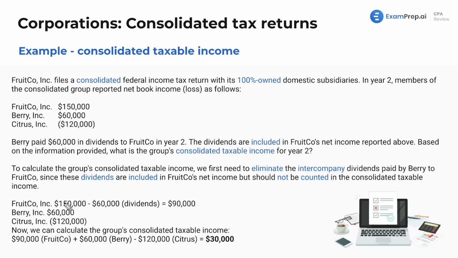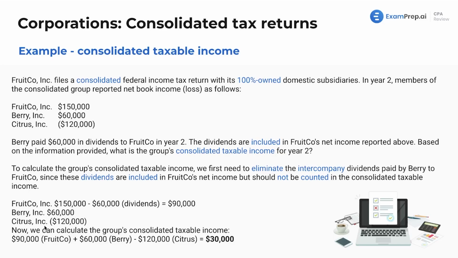So Fruitco is going to adjust their income by reducing it by 60, leaving it at 90, because we don't want to get taxed on these dividends, because these dividends are just a transfer of wealth between consolidated, fully owned subsidiaries. We've got $90,000 for Fruitco, no change to Berry, no change to Citrus.